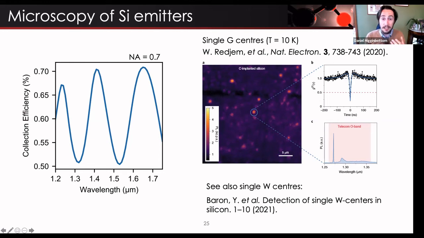Combined with how dim some of these emitters are, so the T center, for example, we measured an optical lifetime of about 1 microsecond. That means that we're expecting for resonant excitation at most about 500,000 counts a second. That's before all of our losses. So that's relatively dim compared to something like the NV center. Combined with that dimness, the high refractive index of silicon poses a real challenge in order to get measurable count rates. I do want to emphasize, though, that this is a feature, not a bug.